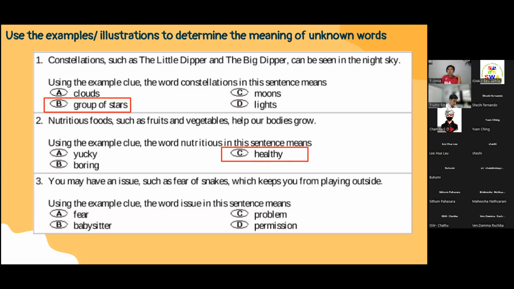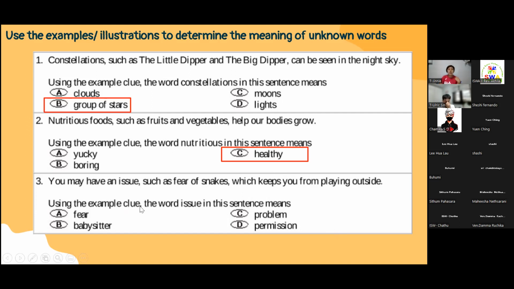Anyone wants to help me to read? Yes, ma'am. Yes, who's that? Shashi. You may have an issue such as fear of snakes, which keeps you from playing outside. Very good. So Shashi, remember, we need to read all our S at the end, so that we are fluent, better readers: which keeps you from playing outside.